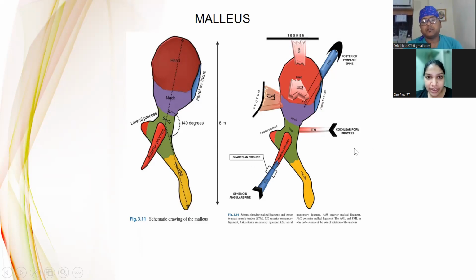That is the anterior malleolar ligament. See, anteriorly there is the anterior malleolar ligament, which you can appreciate in the blue color. Then the posterior malleolar ligament. Okay, there is a superior suspensory ligament and the posterior malleolar ligament. The anterior and posterior malleolar ligaments and the superior suspensory ligament, these are all seen, how they specifically attach, and these are attaching the malleus to the other parts of the middle ear. Okay.